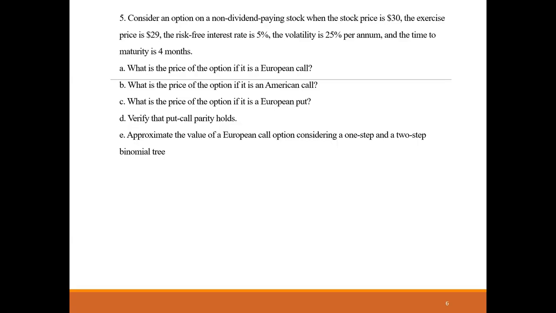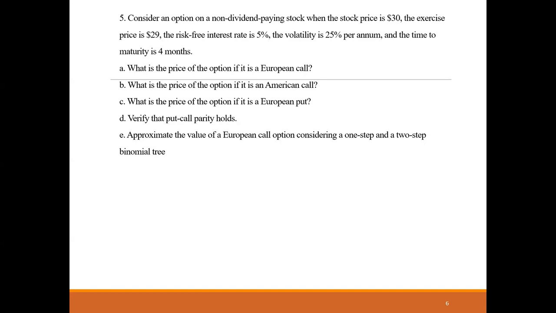So then what can you say about the American call price? Even if you have an American call, if you're waiting till maturity, that is more like a European call, right? If an American call is not exercised early and you wait till maturity, this is similar to a European call. So the price of the American call should be equal to the European call price, which is 2.52 that we calculated earlier.